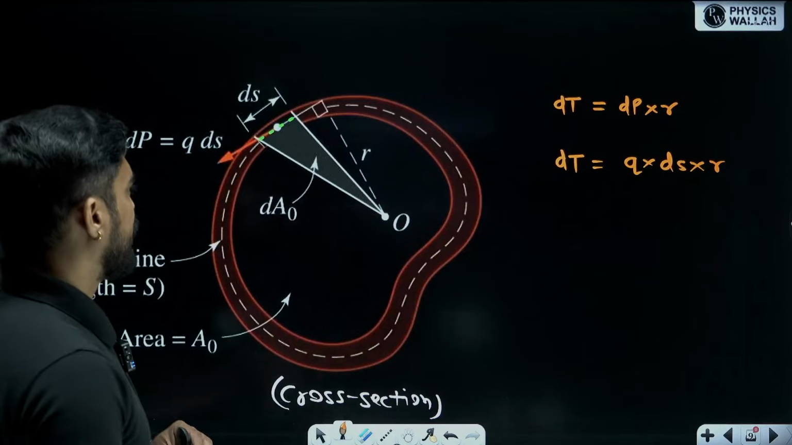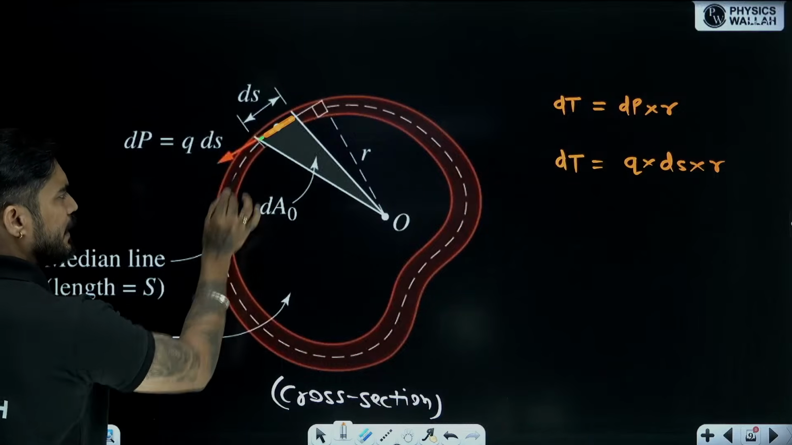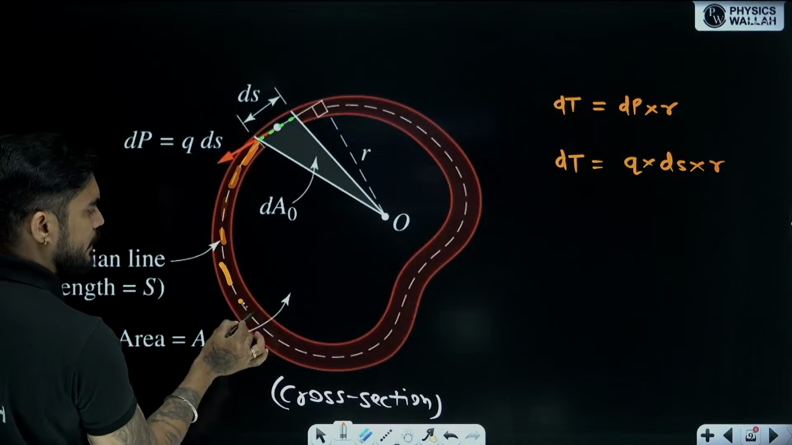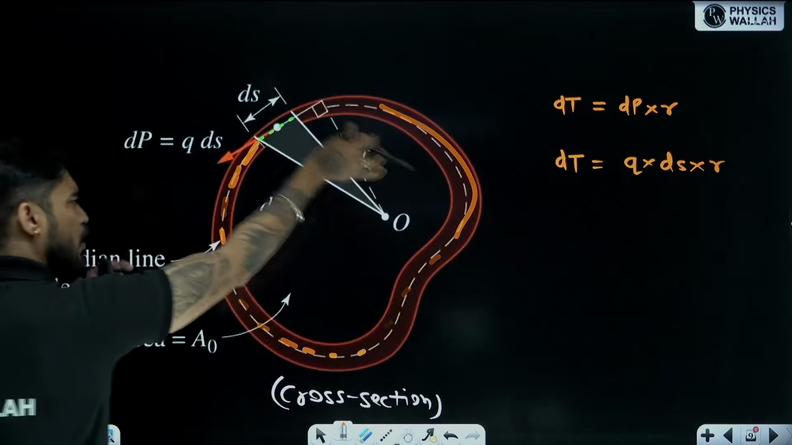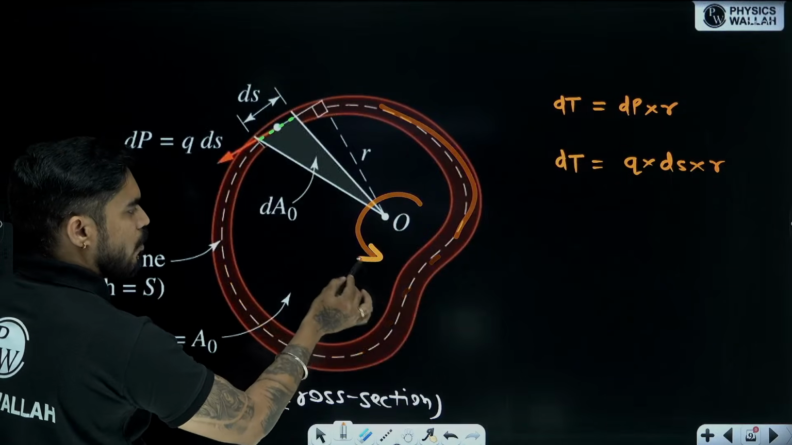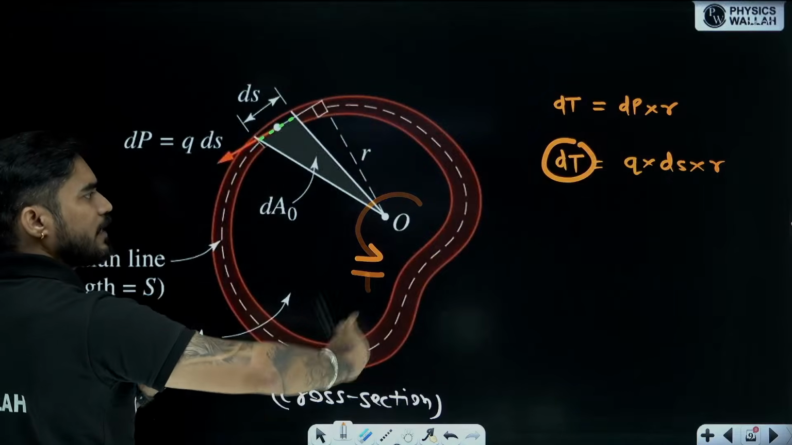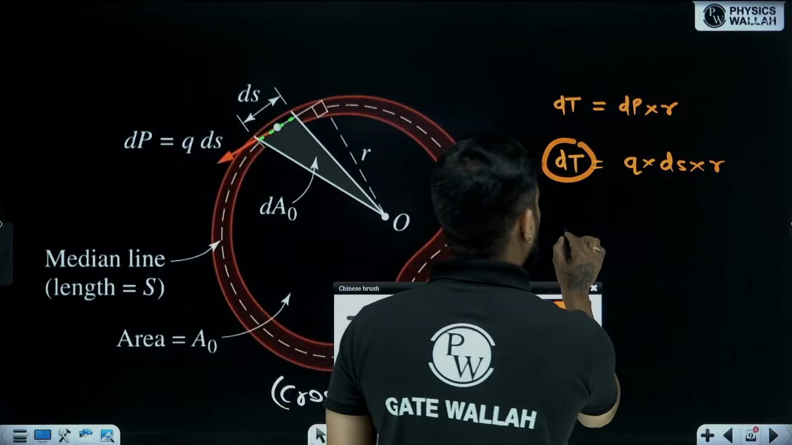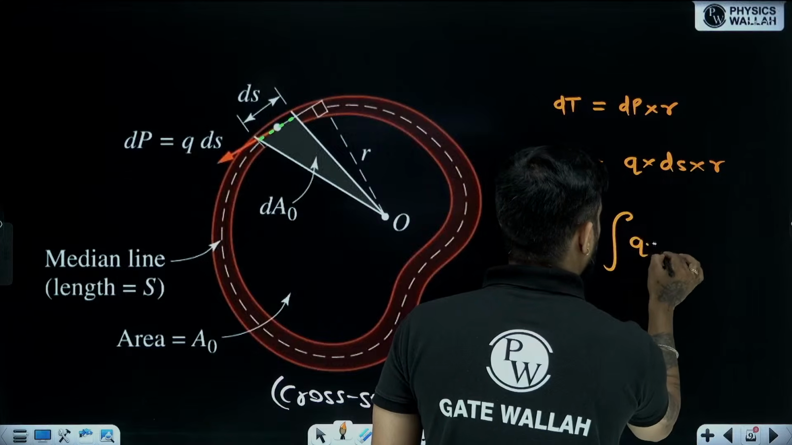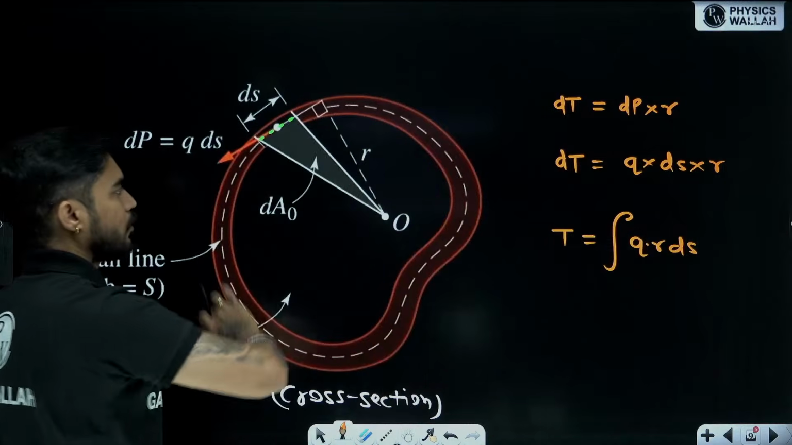Now this is the shear force on only this very small length. Similarly, there will be some force on this length, some force on this length, and so on. All of these forces together will create the total torque T. This is only a very small amount of torque. Total torque is T. So how are you going to get that total torque? By integrating this equation, q into r into ds, for the entire central line.